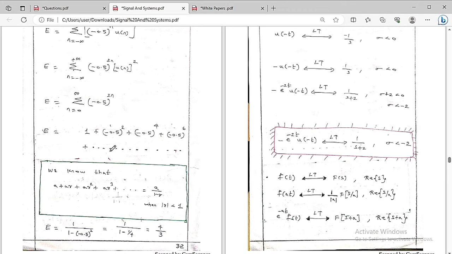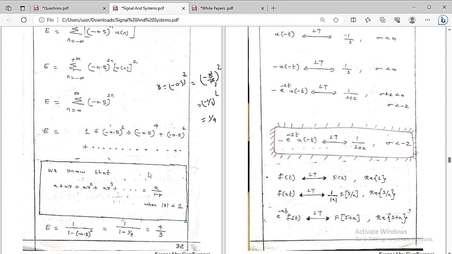a is equal to 1 and ar is equal to (minus 0.5) whole square, so r is nothing but (minus 0.5) whole square. Substituting here a by 1 minus r, you can see clearly the value of r is (minus 0.5) whole square. Minus 0.5 is minus 5 by 10, so minus 1 by 2 whole square is nothing but 1 by 4.